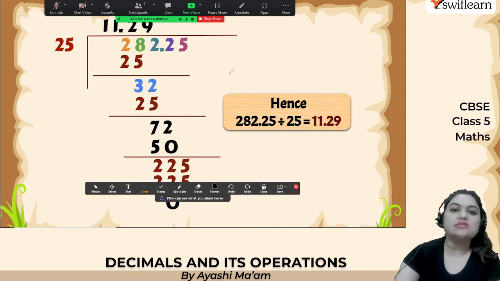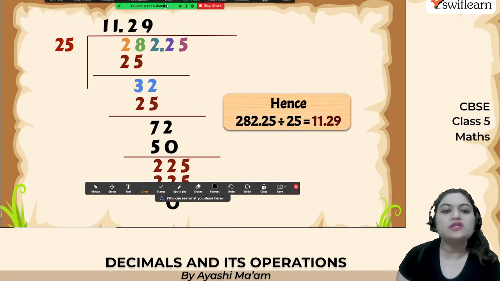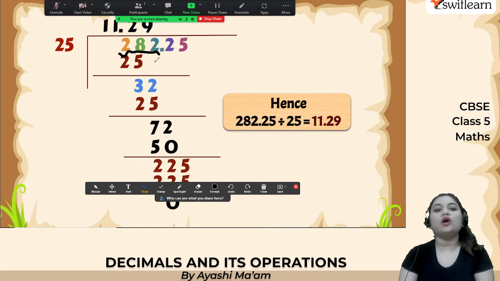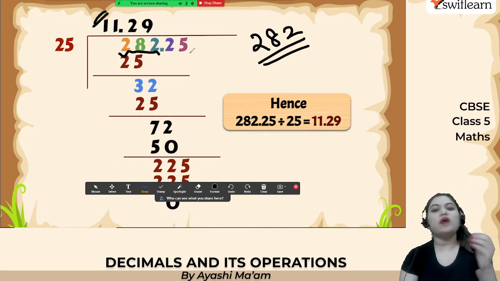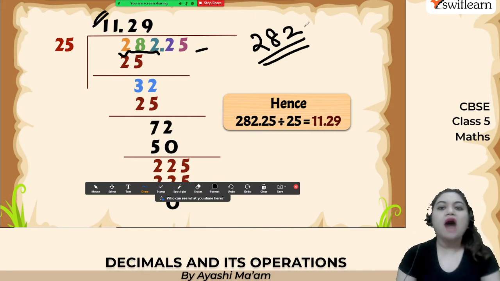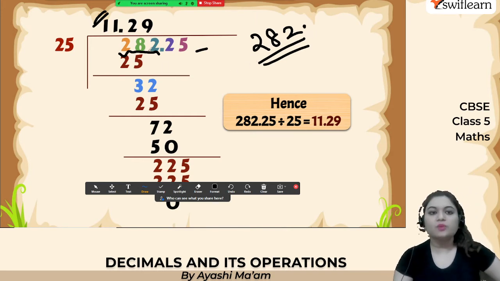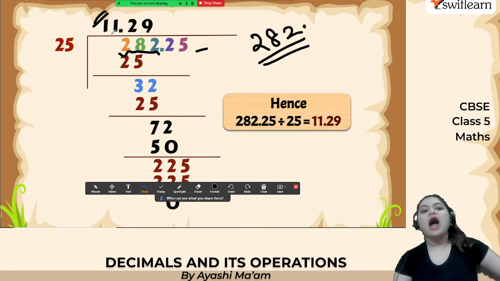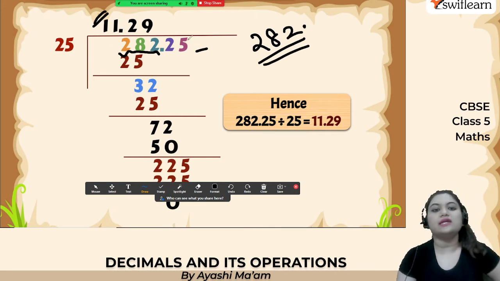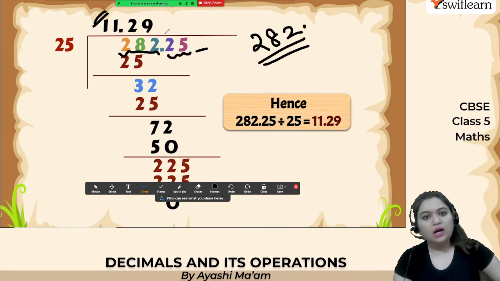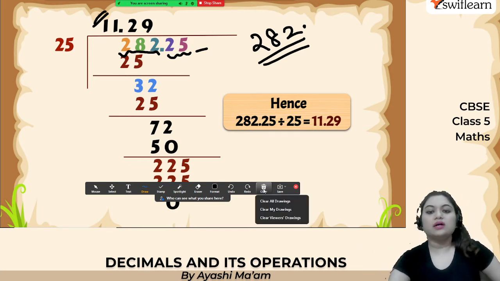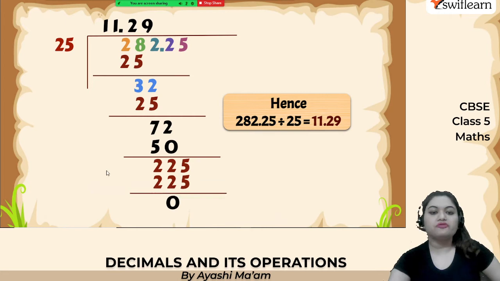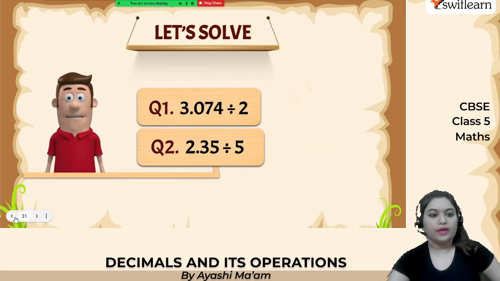Or how you can think about it is, the moment we are done with dividing the whole number part, so this 282 is the whole number part, and on dividing this 282 by 25 we got 11. So once you have completed dividing the whole number part, in the dividend after the whole number part you get the decimal. So in your quotient also, after you have divided the whole number part, you can put the decimal, and then you divide the remaining part, that is the fractional part, the number after the decimal point.